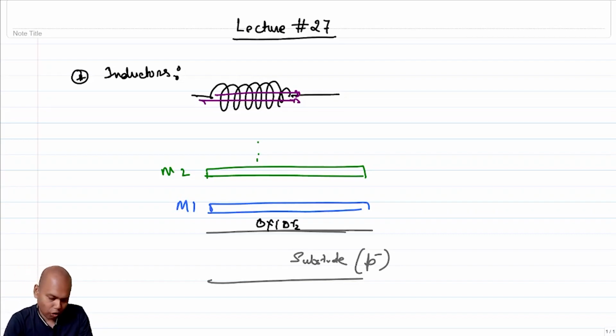So let's say I have a top level view. By the way, this is a cross sectional view. This is cross section.